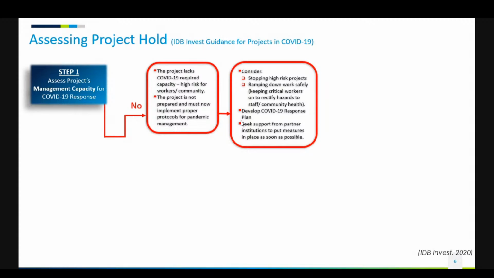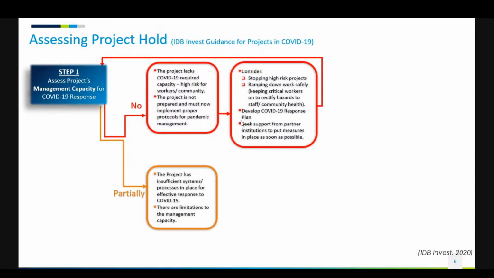For high-risk projects, you may need to put measures in place to ramp down safely in terms of keeping critical workers on site to deal with any potential safety hazards to the staff or to the environment. You will need to put an adequate COVID-19 response plan in place, and you may need to seek support from your partner institutions to put measures in place as soon as possible. After you've done all those measures, you would then continue to do a further analysis to verify that those measures were adequate.